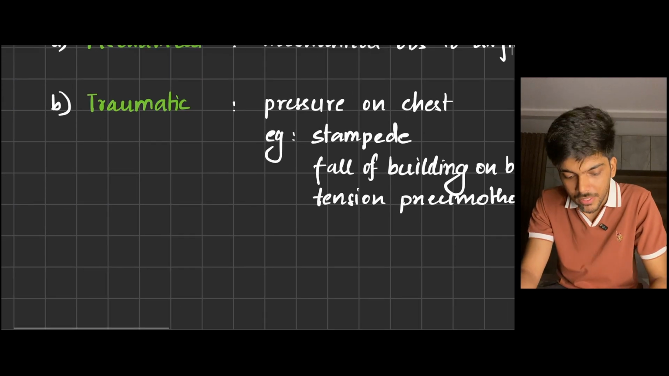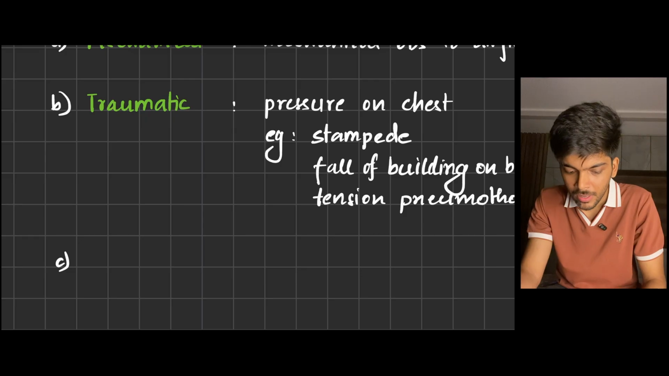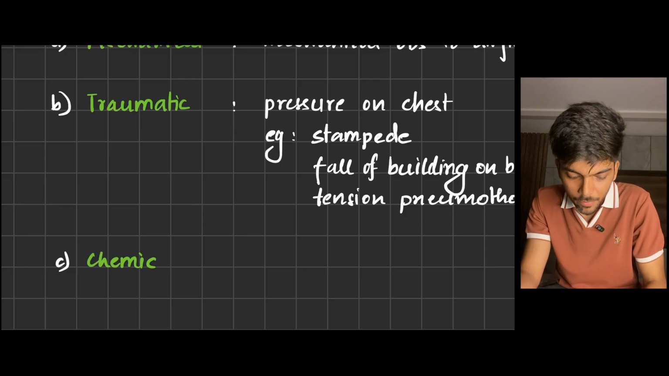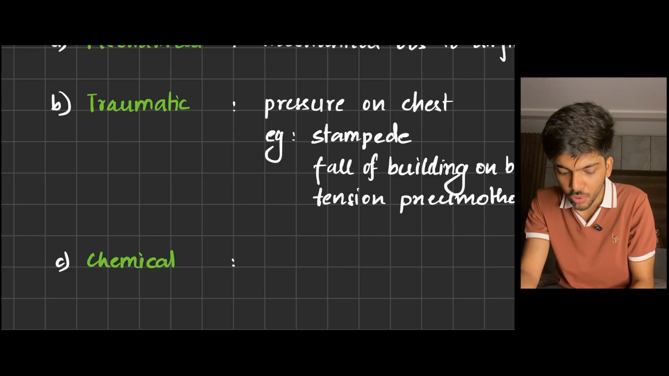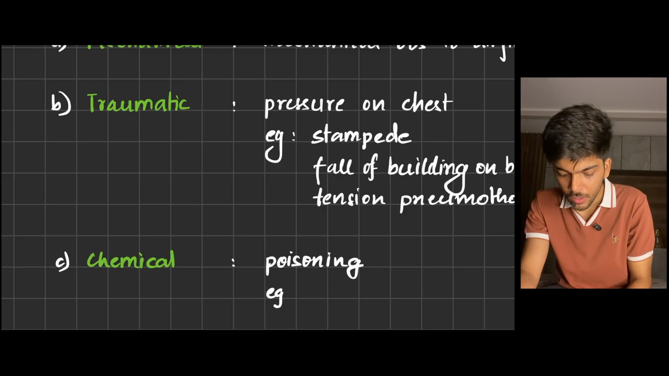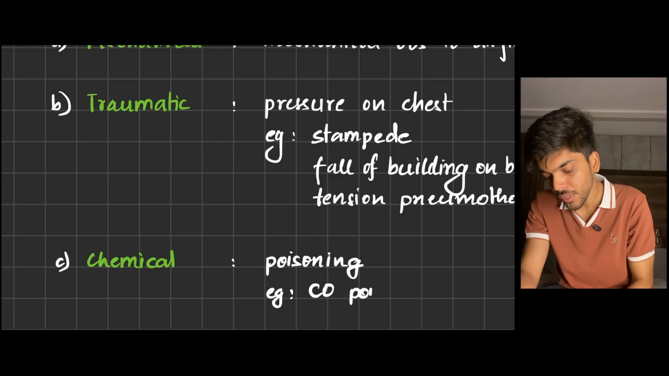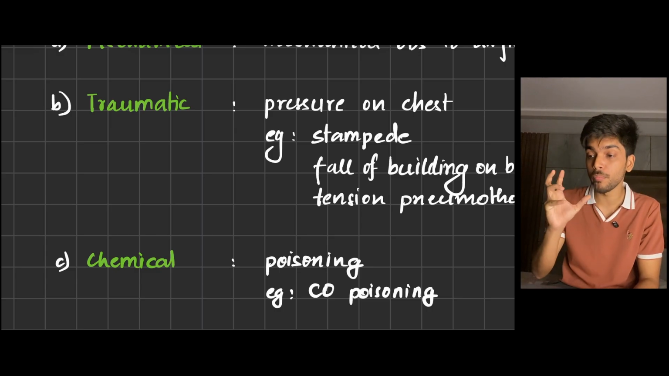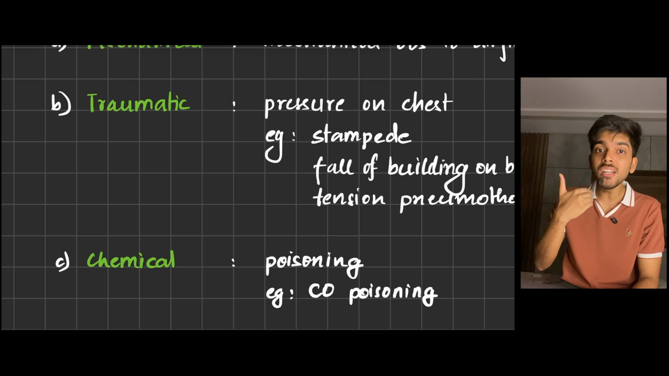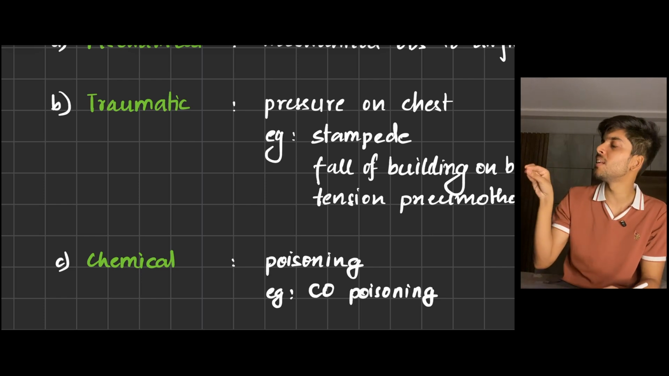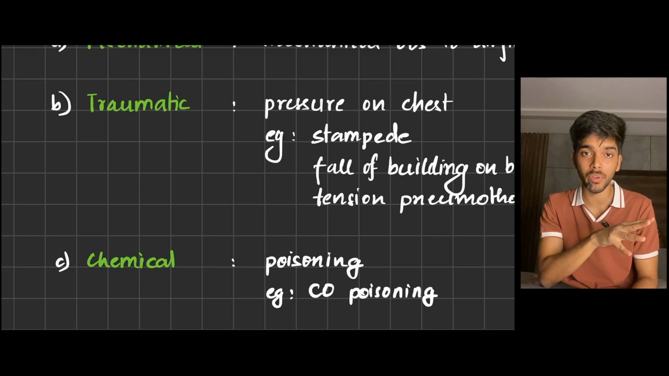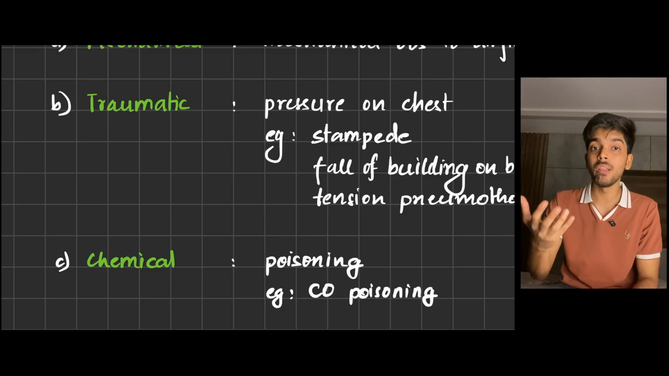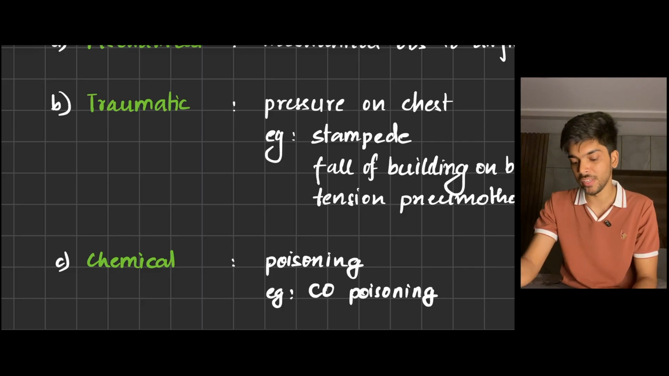After traumatic asphyxia, you have chemical asphyxia. Straight up, it's due to poisoning. For example, you have carbon monoxide poisoning. You know very well that the hemoglobin in your blood has a large affinity towards carbon monoxide as compared to oxygen. So if you get poisoned with carbon monoxide, the hemoglobin is going to leave the oxygen, go attach with carbon monoxide, and there is decreased availability of oxygen to your body, leading to asphyxia.